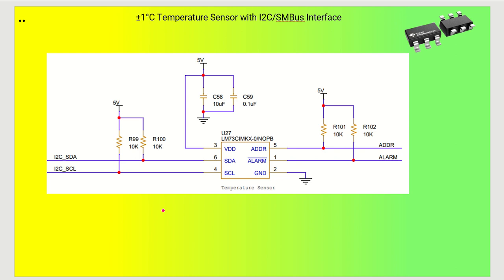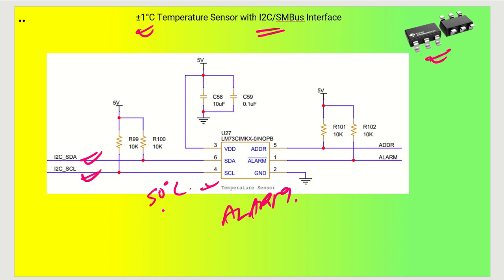Next thing is, I have taken a plus minus 1 degree centigrade temperature sensor, which is associated with I2C or SMBus interface. Okay, so this is from Texas Instruments. The part number is LM73. So this LM73 is going to give you an alarm based on the temperature that it has sensed. Suppose you have set the temperature through your I2C interface, let's say 50 degrees centigrade. Once the temperature sensor reaches more than 50 degrees centigrade, it will give you an alarm.